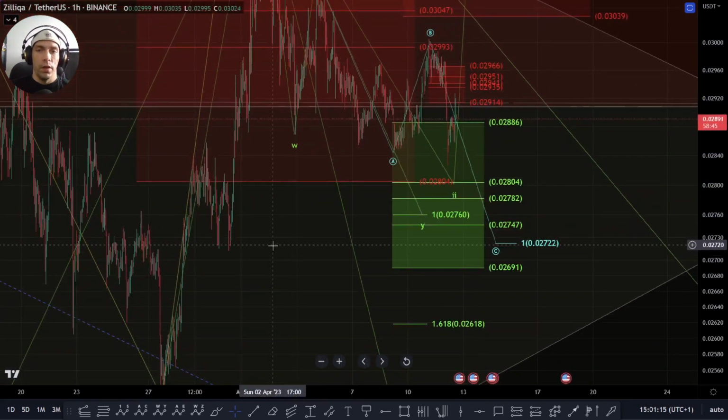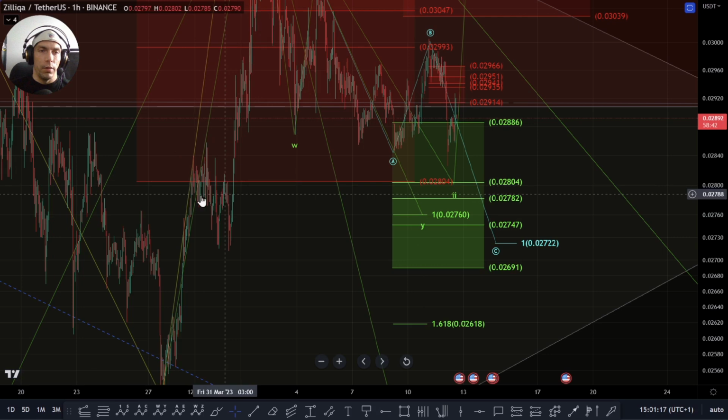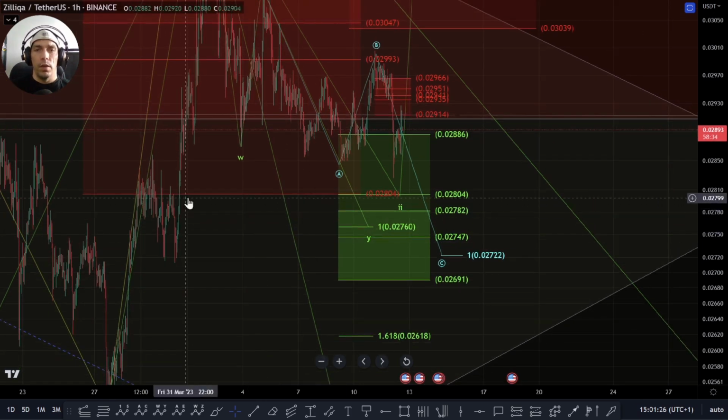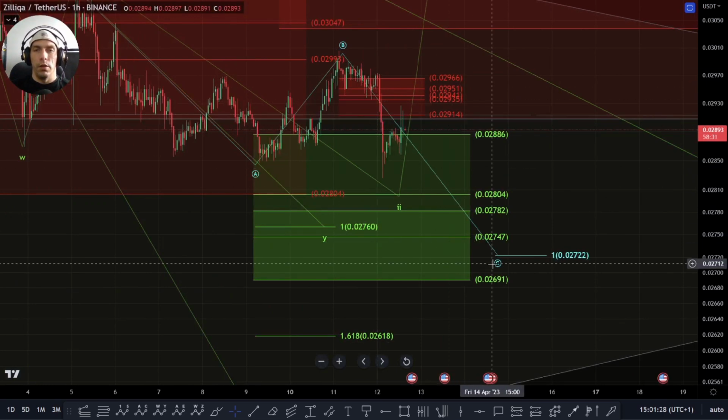If we're looking structure wise, this could potentially mean coming back into some of these support zones, either lower down here or towards this one-to-one of this Y wave would be straight into this area. So yeah, I mean that's what I'd be looking out for if we do start to break down lower.